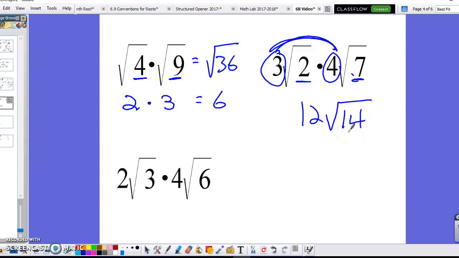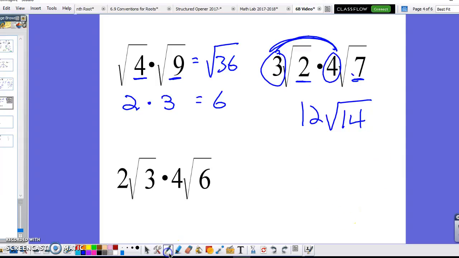Okay? Now, super important point here. Some people are looking at this and they're going to say, well, 14 doesn't have any perfect squares that go into it. You are correct. There's nothing I can do there. If I use the factor tree, I get to 2 and 7. Both are prime. There's no pairs. There's nothing I can do.